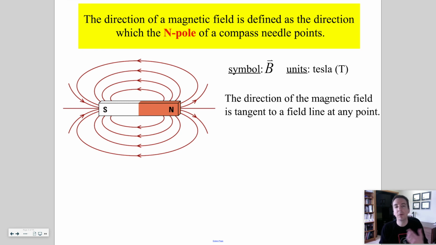Even though there's no such thing as a magnetic monopole, poles always exist in pairs. So if you take the magnet and you break it in half, each end is going to have a north and a south. You break those halves in half, each end has a north and a south. You keep breaking a magnet again and again and again.